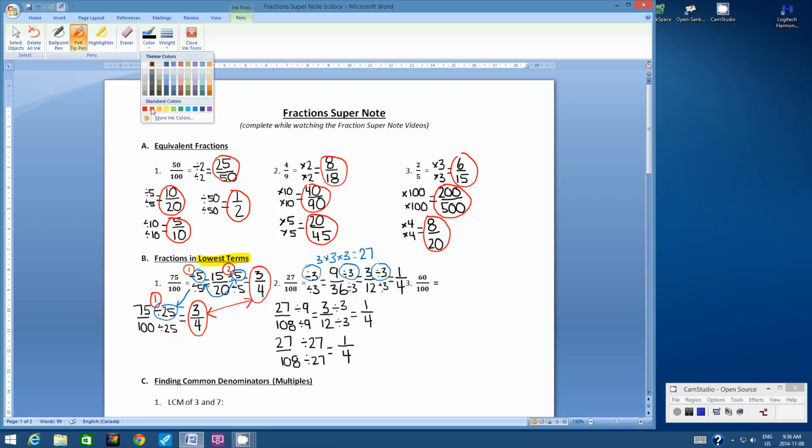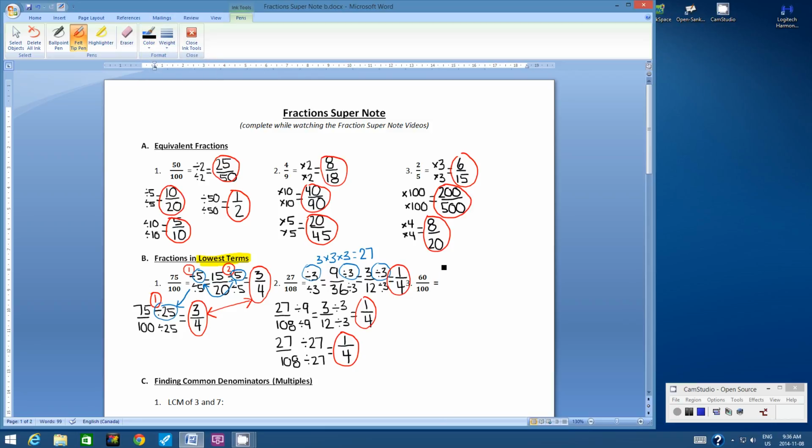So again, I just wanted to do 3 examples to show you that it doesn't matter how many steps you take, as long as the end fraction is in its lowest terms or simplified form. All right, let's go on to example 3.